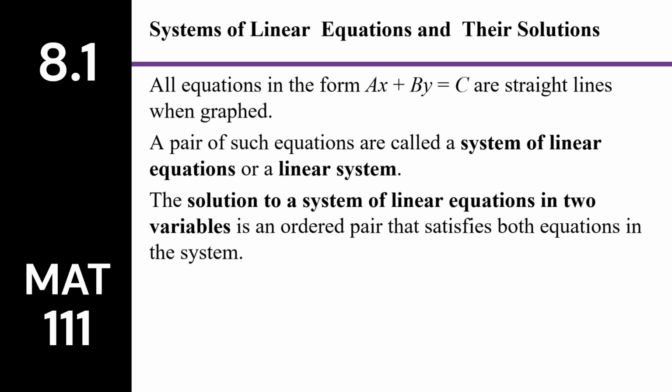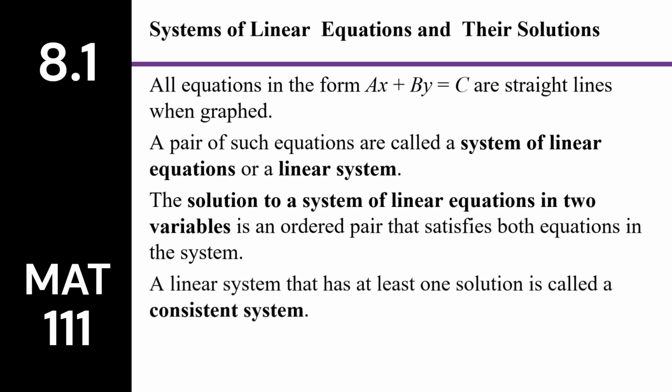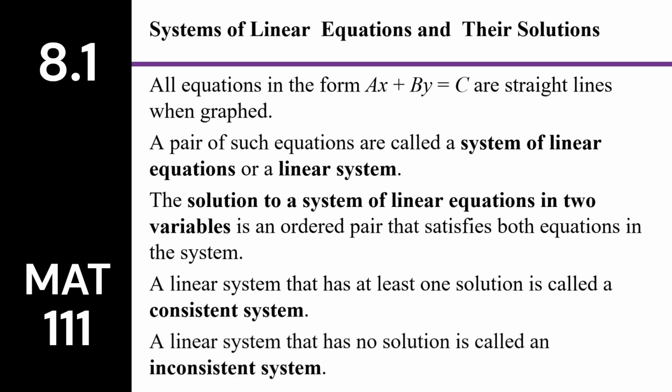the system. A linear system that has at least one solution is called a consistent system, and a linear system that has no solution is called an inconsistent system.